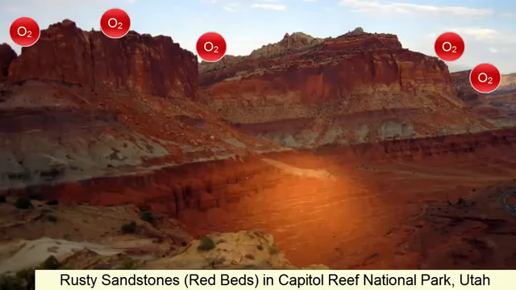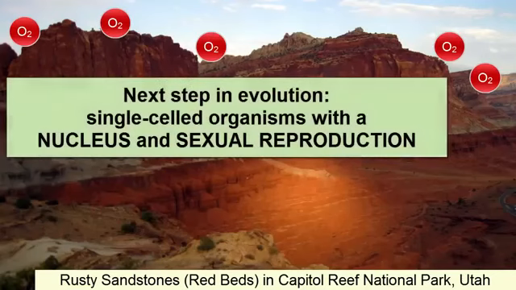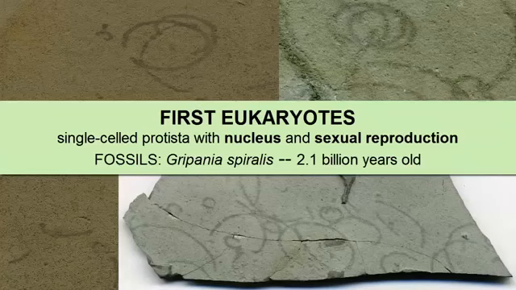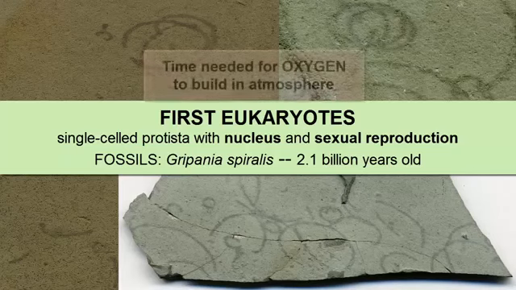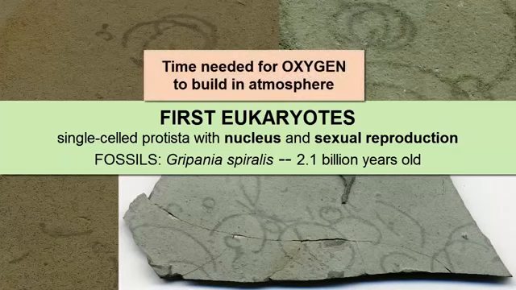The first step towards that advanced life was developing a nucleus and sexual reproduction. The oldest evidence we have of this evolution are fossils of Grippania spiralis, found in 2.1 billion-year-old banded iron formations in Michigan. However, it was quite a long time before organisms like these really proliferated and cooperated to create multi-celled life, because it had to wait until the oxygen levels in the atmosphere built up enough to support the increased metabolism that goes along with multi-celled life.